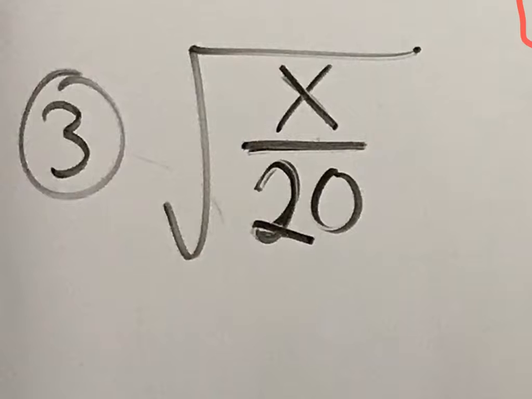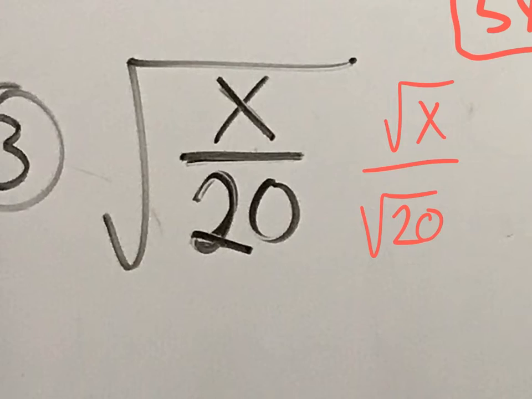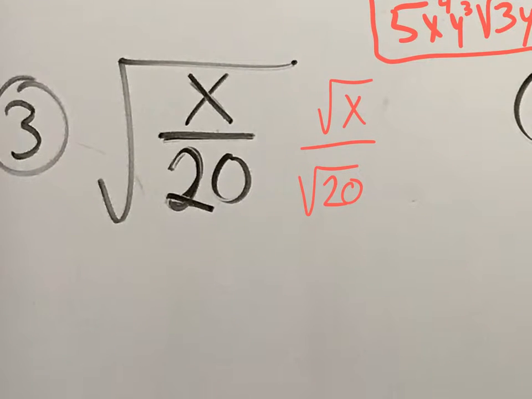number 3, we should know that when you have a fraction on the inside of a square root, you could split the square root. So square root of x over square root of 20. Okay, that's what we have so far. Now what we need to do is simplify whatever possible, and we are going to simplify the square root of 20.